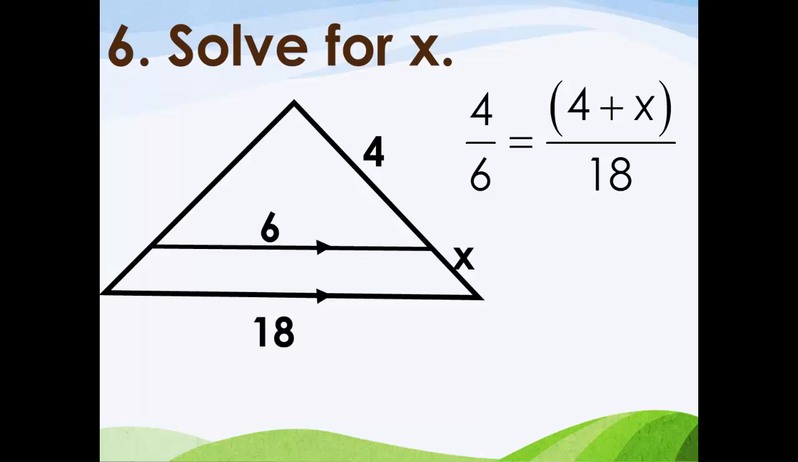4 is the little triangle's right side, 6 is the little triangle's parallel. 4 plus x is the big triangle's right side, and 18 is the big triangle's parallel. Now we would cross multiply, make sure you distribute the 6, and solve for x.